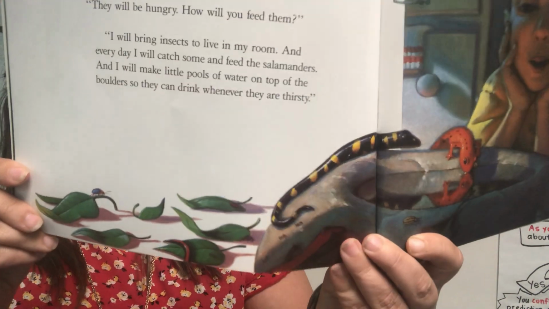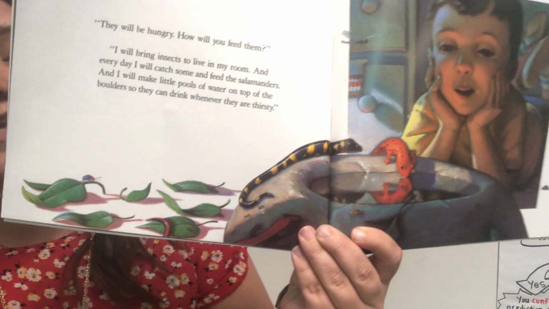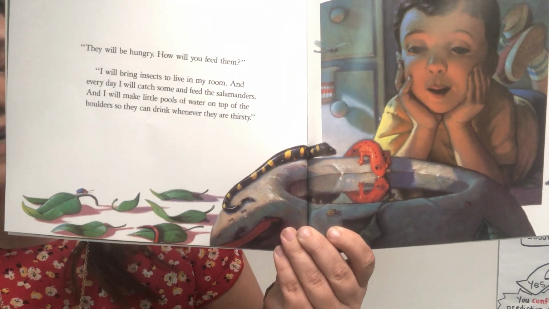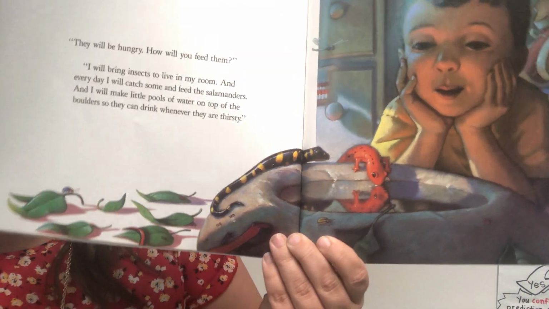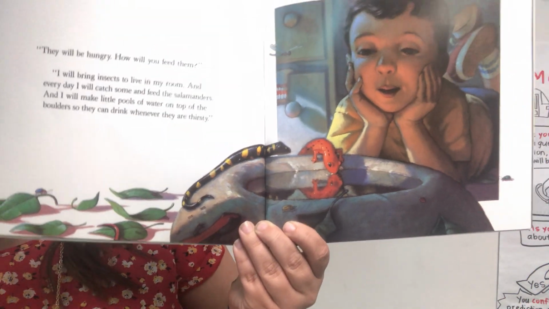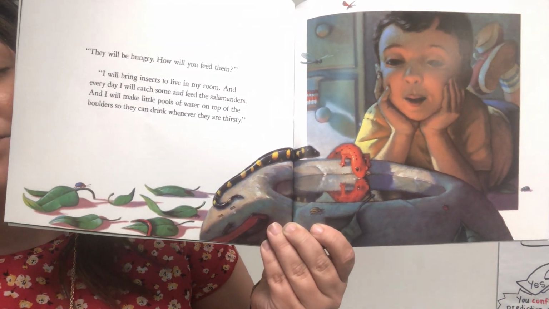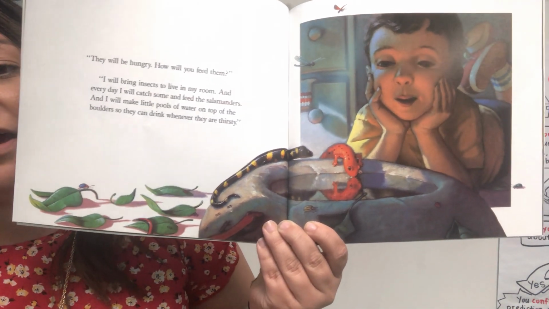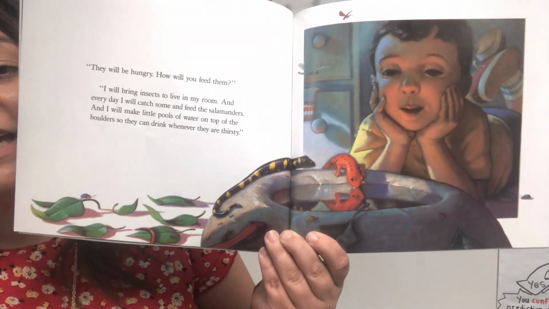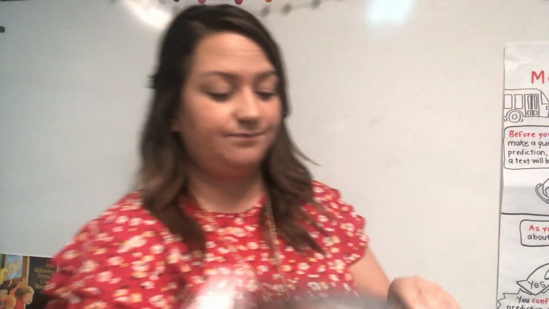And let's see what the illustrator came up with. So you see all of the insects are now in the room. And I wasn't imagining that. I was imagining jars of insects. So that's a little bit different than what the illustrator imagined. But the boulder has a nice pool on top of it so that way the salamanders have water to drink. So Brian's room is really becoming a salamander habitat. His whole room is kind of turning into the outdoors, which is pretty cool.